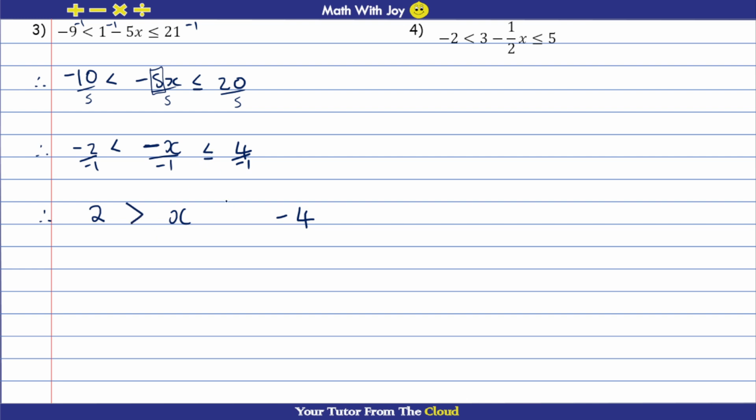This one is also going to change to that. So they're going to turn the other way around. Okay, so this is our answer here. Now let's write this in interval notation.